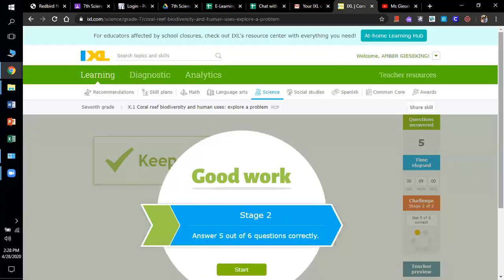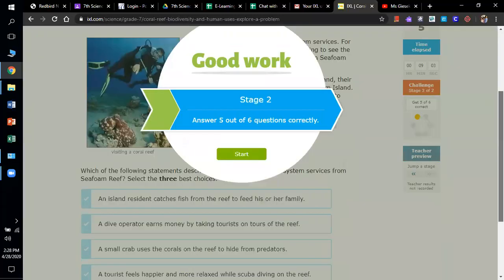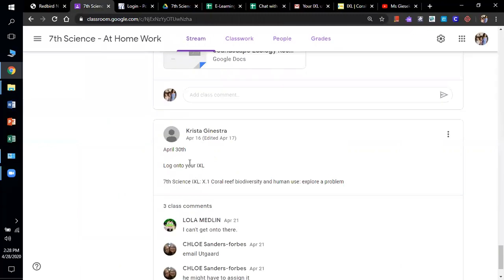Very good. Okay, so we met our challenge. Good work. Stage 2: answer 5 out of 6. So you guys did stage 1. What does it say to do? Use explore problem. Log into your IXL. Okay.